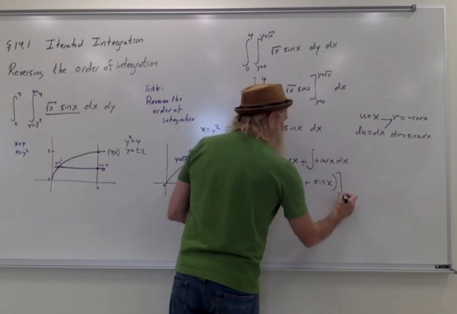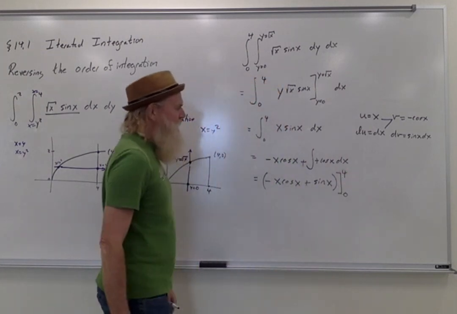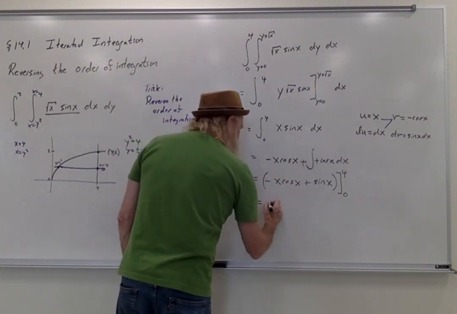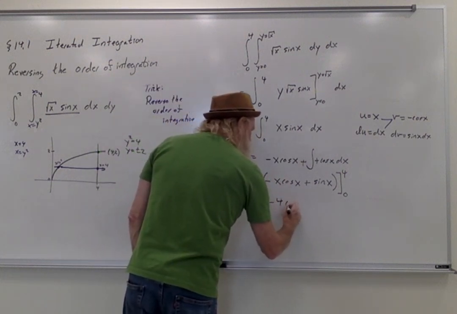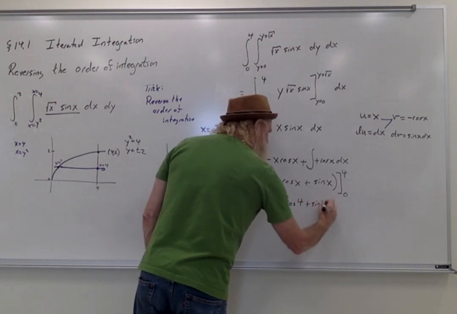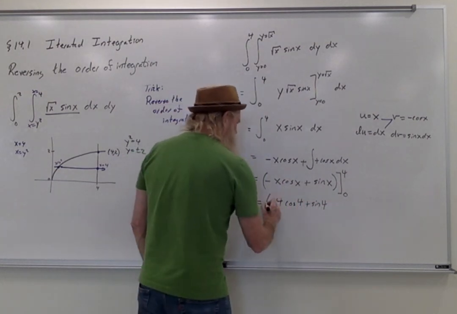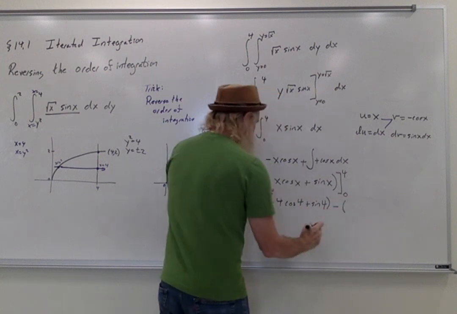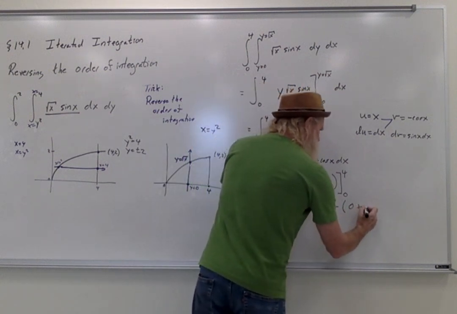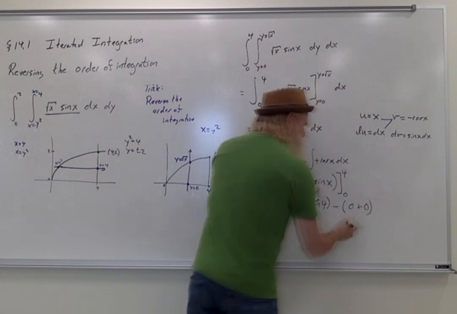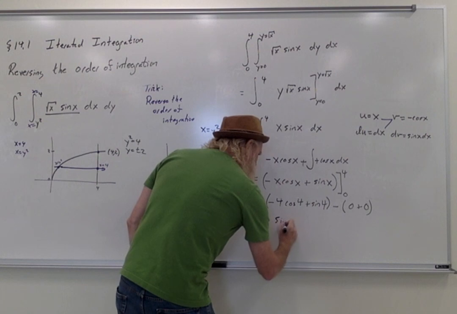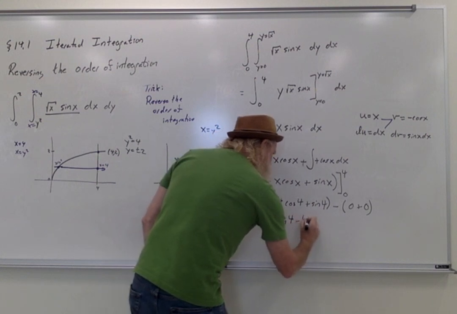And all of this is taken from 0 to 4. So first of all, plugging in 4, I have negative 4 cosine 4 plus sine 4 minus 0 plus sine of 0, which is another 0. So maybe we can write this answer as sine 4 minus 4 cosine 4.